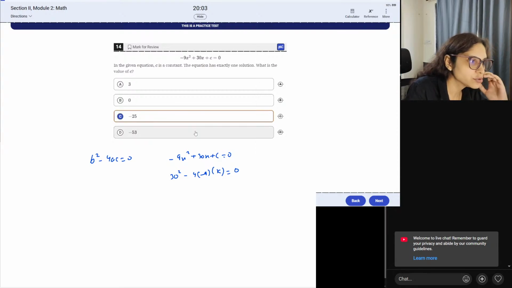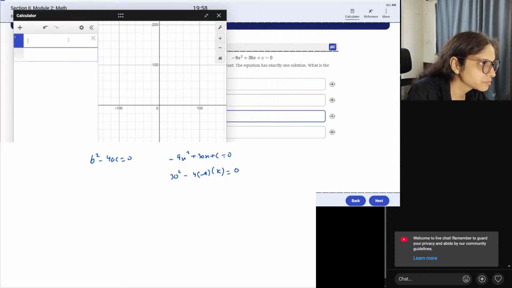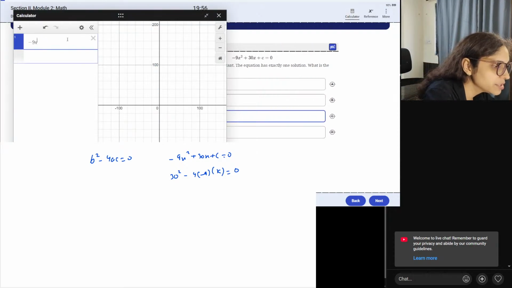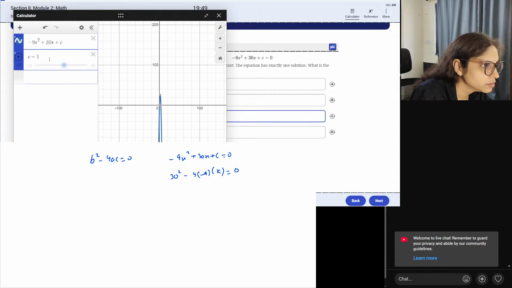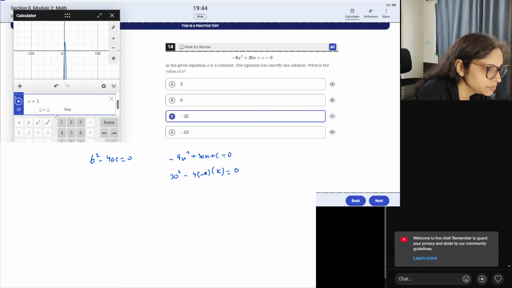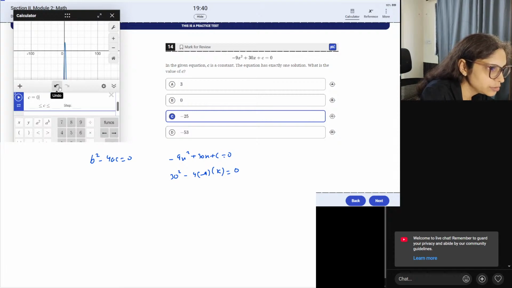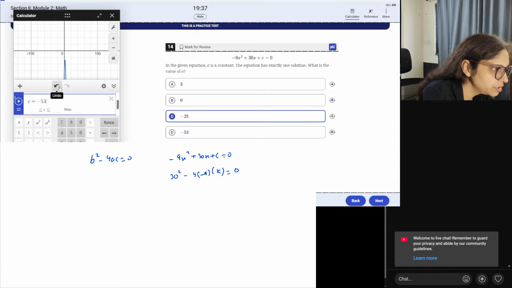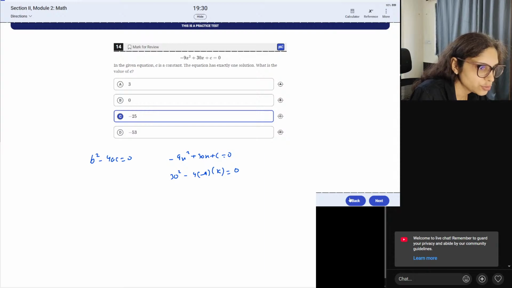That's it. Or you could have also chosen from the options. You could have also done negative 9x squared plus 30x plus c. Because options are given, you can use the slider, but I don't like the slider when you have to find the exact value. There should be exactly one solution, so type the answers. 3, there are two solutions. 0, there are two solutions. Negative 53, there's no solution. Negative 25, there's exactly one solution. That also you could have done.